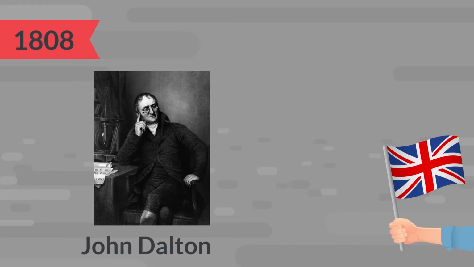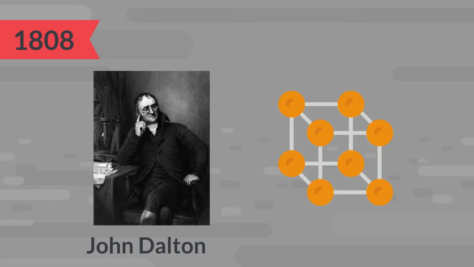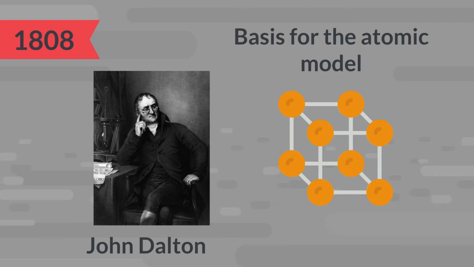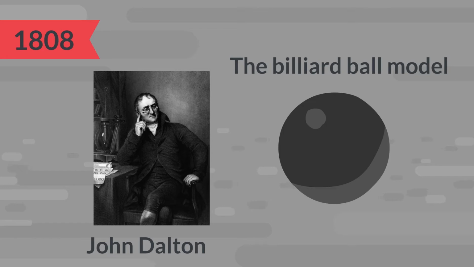In 1808, the English scientist John Dalton proposed an explanation for the properties of matter. The first atomic theory provides the basis for the currently known atomic model. Dalton's atomic model, known as the billiard ball model, has the following principles.